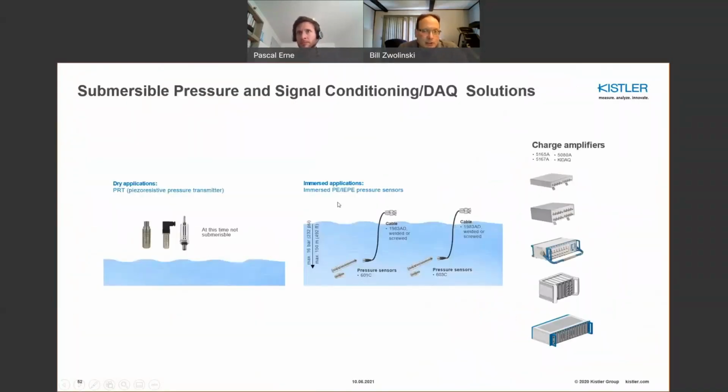As far as submersible sensors, the piezoelectrics are well represented, but the piezoresistive are not submersible at this time, but certainly something in the future is on the roadmap and might be something we can do later on. Just consult Kistler if that's a consideration.